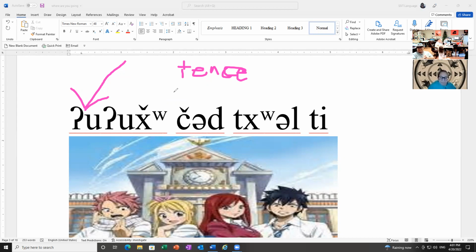Yes. The tenses that we know of are "to" and "flew." What's this say? Past and future, right? Here, "to," past tense. "Flew," future tense. Now, those are the only two tenses we have.